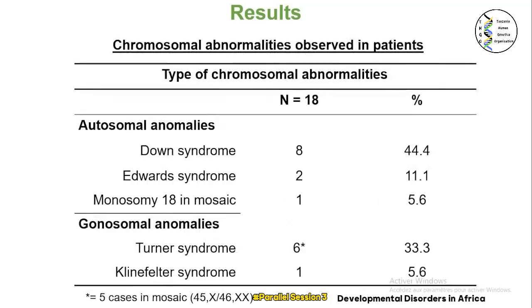The chromosomal abnormalities observed in our patients are listed in this table. For the autosomal abnormalities, we have 8 cases of Down syndrome, 2 cases of Edwards syndrome, and 1 case of monosomy 18 in mosaic. For the gonosomal abnormalities, we have 6 cases of Turner syndrome, 5 of them in mosaic, and we have 1 case of Klinefelter syndrome.